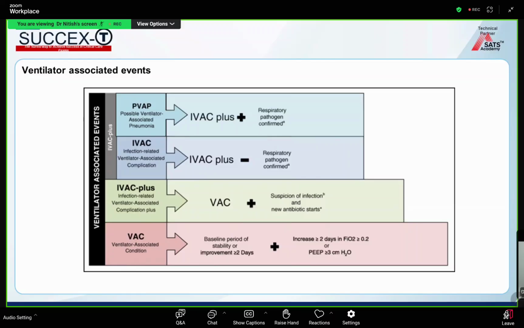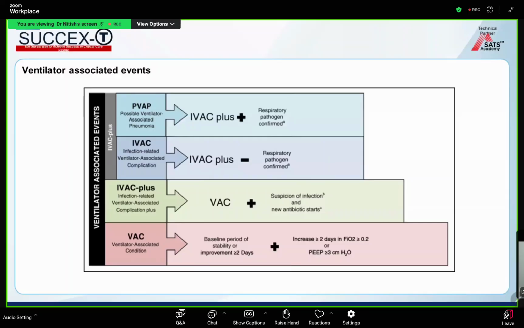Whenever a patient is on mechanical ventilation, doing well for 2 days, and after that the patient develops some issues, maybe hypoxia, increase in pressure, any issue that needs to be notified, then that becomes a ventilator associated event. What are the subsets of that? It is ventilator associated condition, then there is IVAC, and the last one is PVAP.